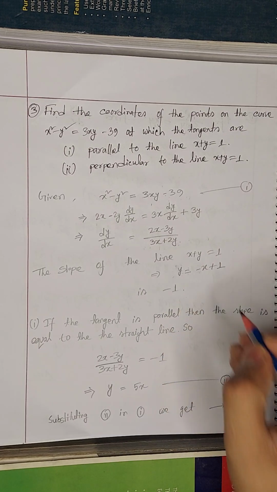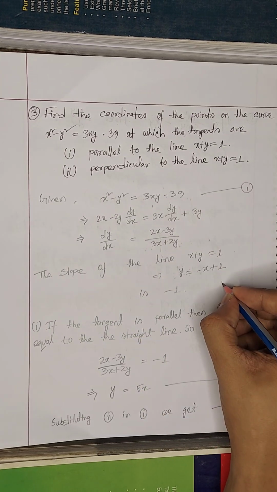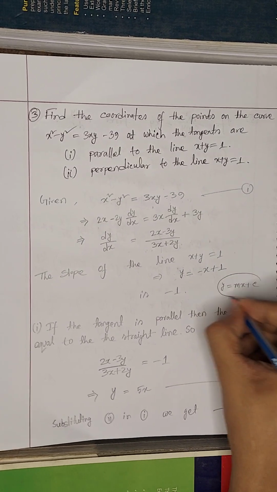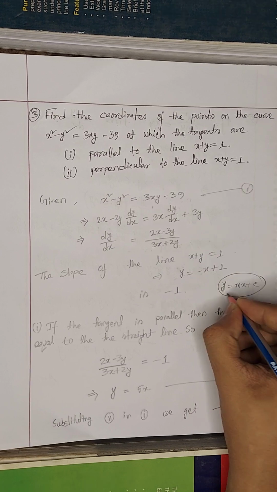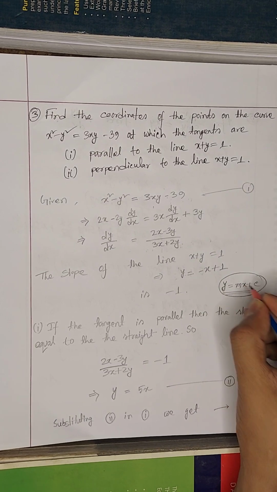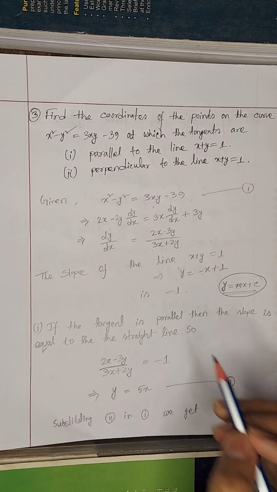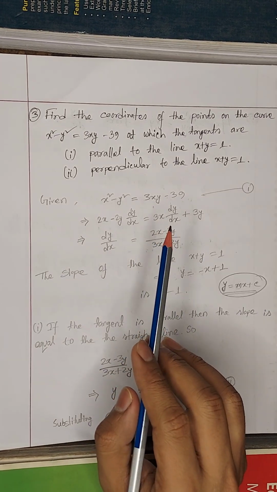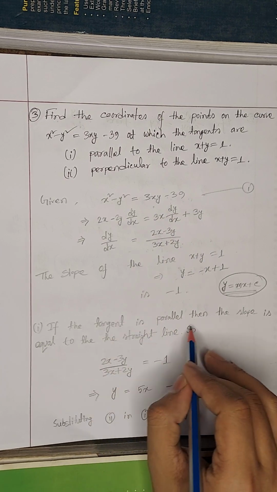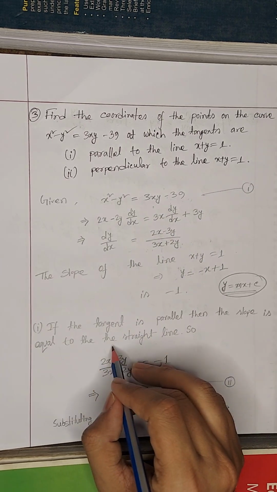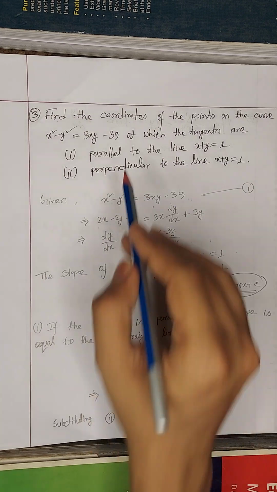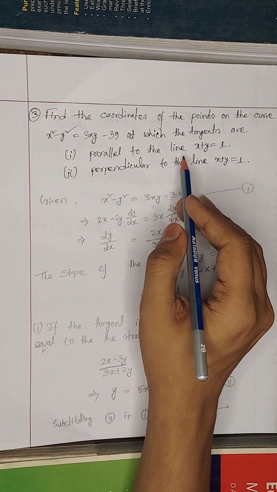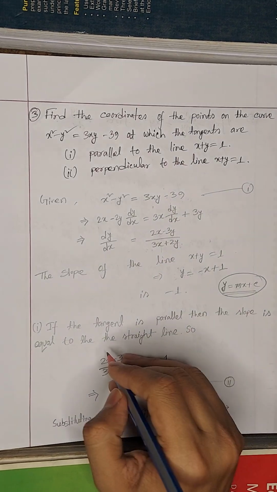How do we get this? From the formula y = mx + c, if we compare this equation with this formula, we get the value of m, which is minus 1. This is the slope, and now we are told that the tangent is parallel to the line. So if the tangent is parallel to the line, the slope is equal to the slope of the straight line.